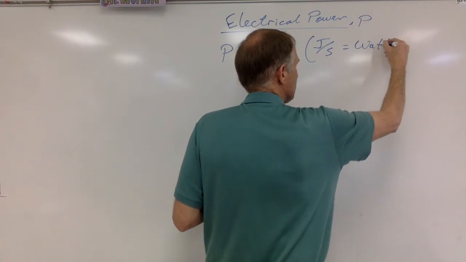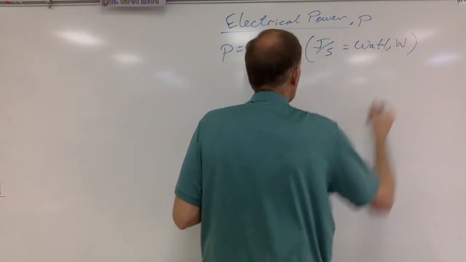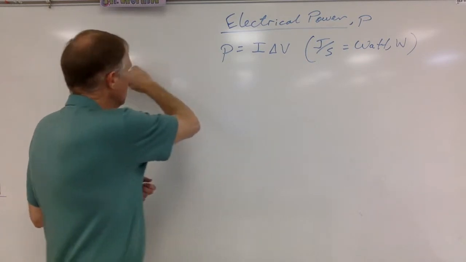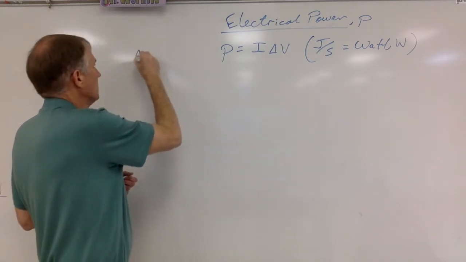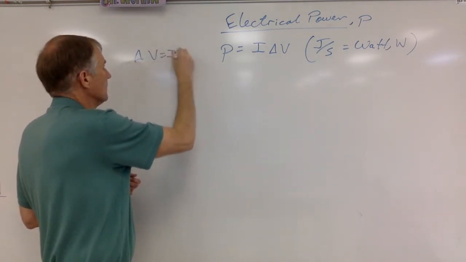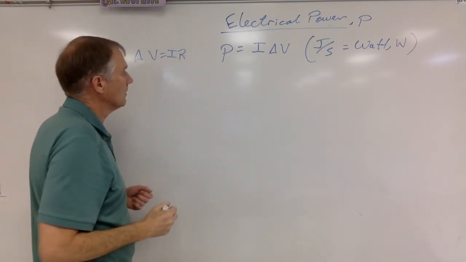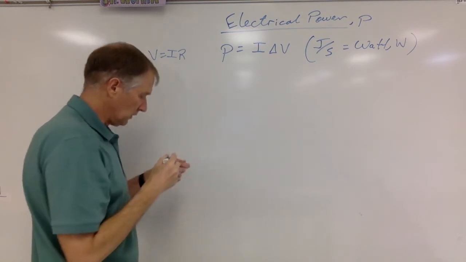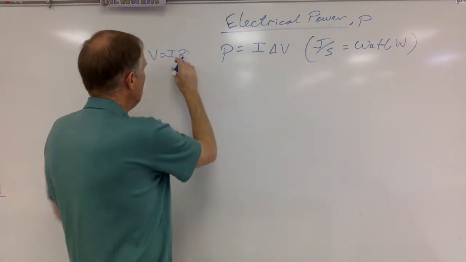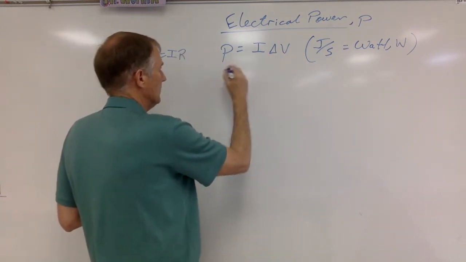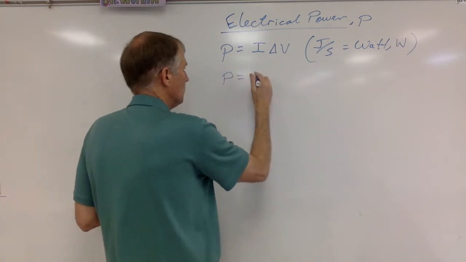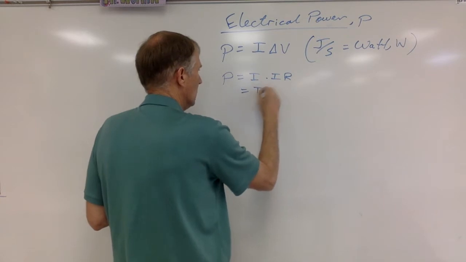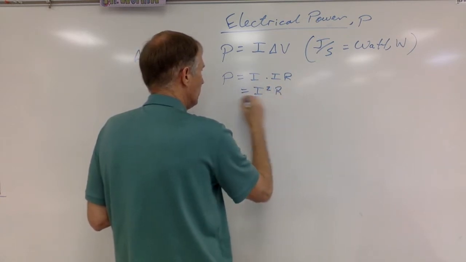Remember, in combination with Ohm's law, we can rewrite this depending on what we're looking for. I can put IR in for delta V. So P equals I times IR, which is I squared R.